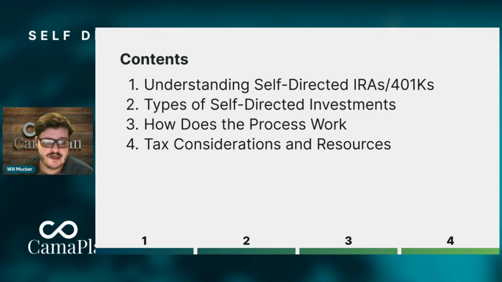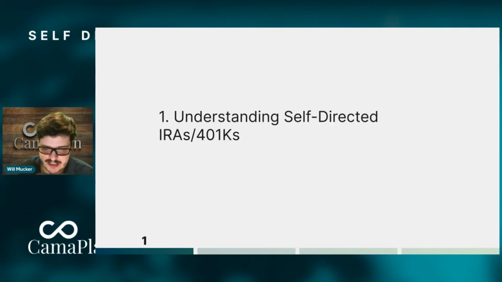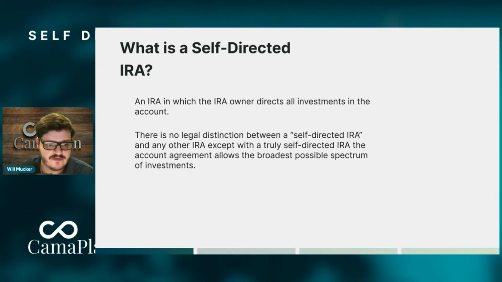Some things we'll go over today are the basics of self-direction: what is a self-directed IRA, different types of accounts that can be self-directed and what that means, some investments you can make and some you can't, how the process looks, and some brief tax considerations for you to bring to your tax professional to discuss as well. So let's get right into it. Understanding self-directed IRAs and 401ks.